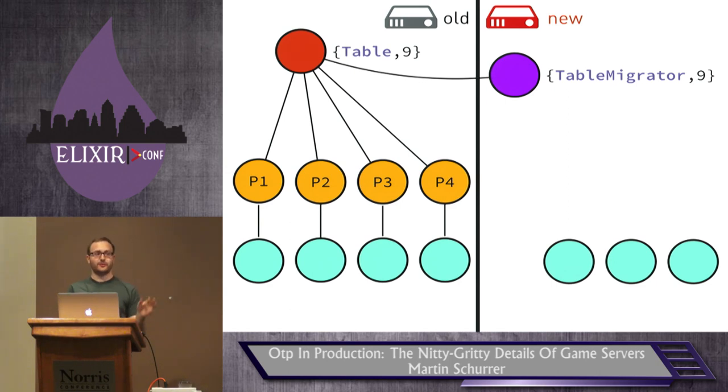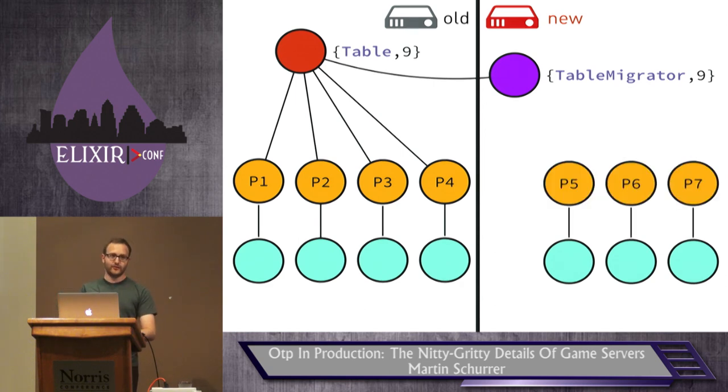Meanwhile, the WebSockets from the people in the lobby reconnect, and their connection handler processes authenticate them, and then they check, do we have a player process number 5? No, we don't. Let's start one. And that happens for player 6 and player 7, and they're back in the lobby. So far, this is all awesome.